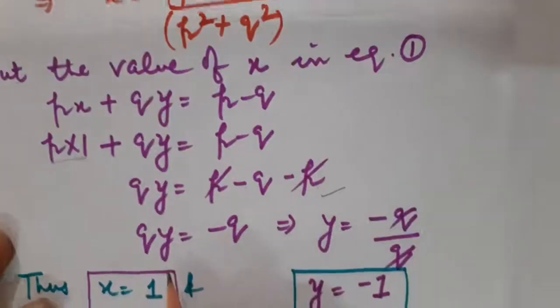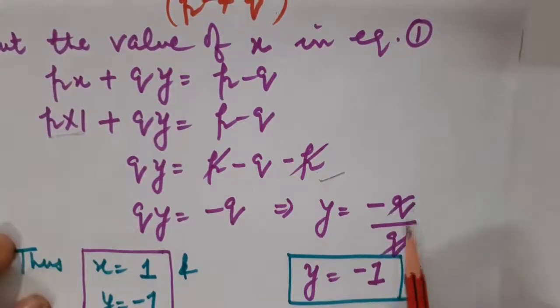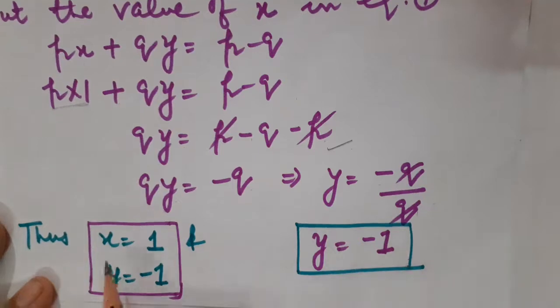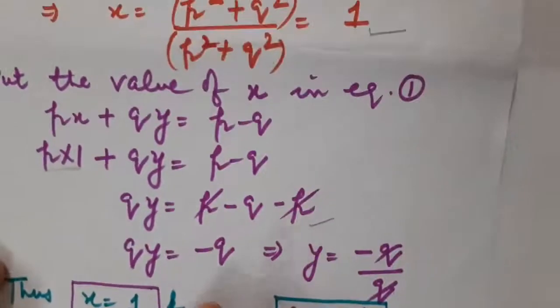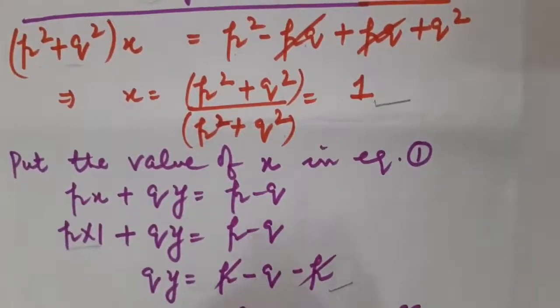What is the value of y? y is equal to minus Q upon Q. Both are cancelling. So the value of y is minus 1 and the value of x is 1. Understood, children? Children, this was the last lecture. That was lecture number 12 of chapter number 3.